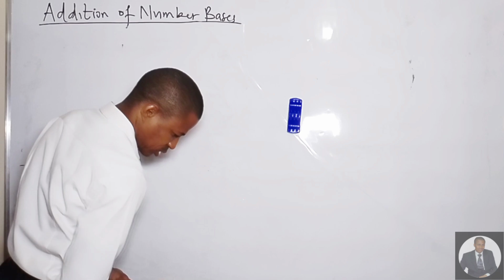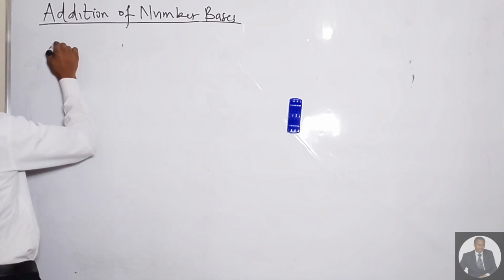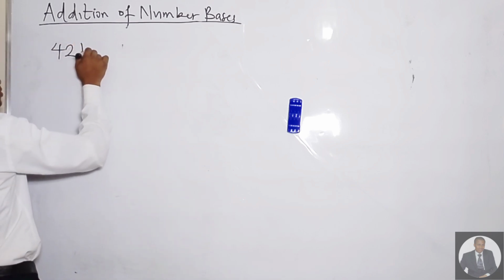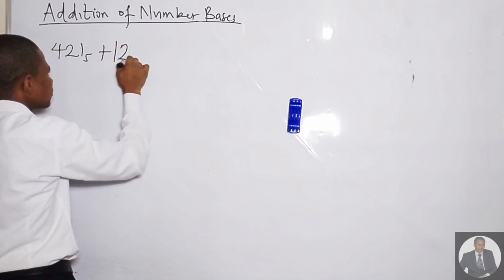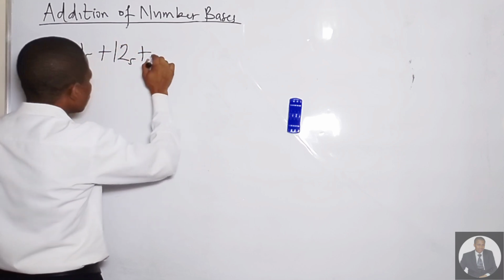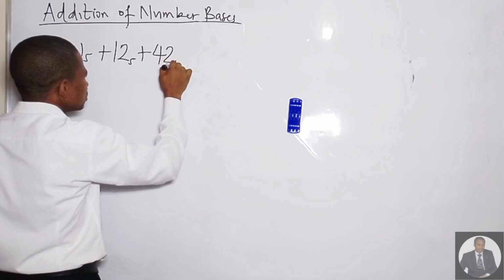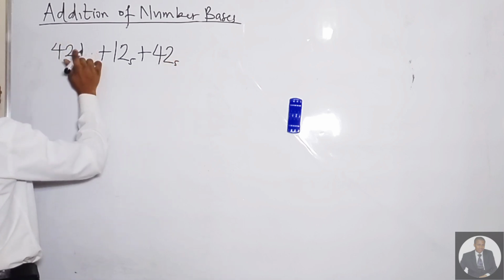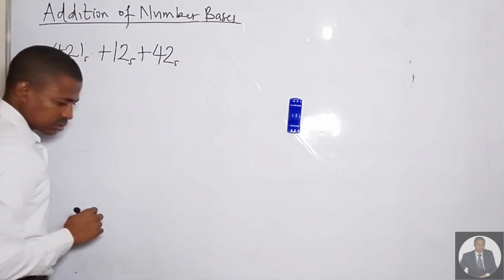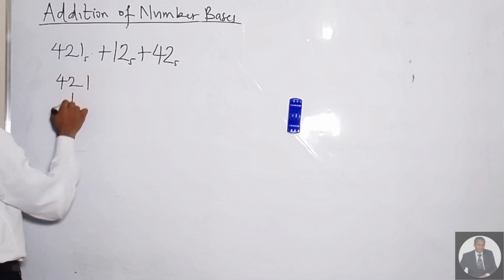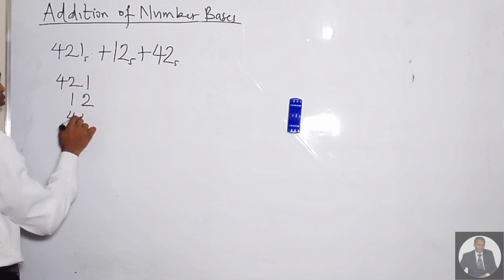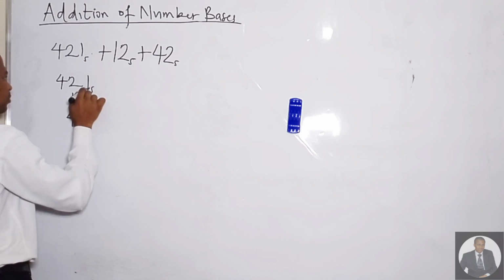Another question. 421 base 5 plus 12 base 5 plus 42 base 5, all in base 5. How do we solve this? So it will be 421 plus 12 plus 42 base 5.